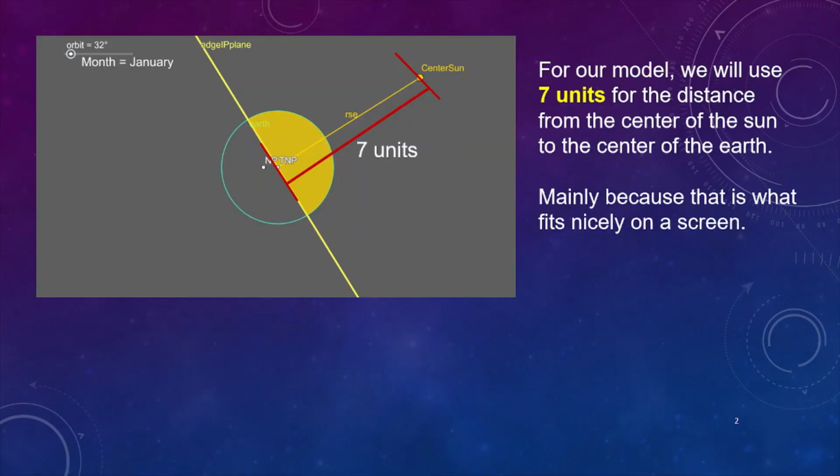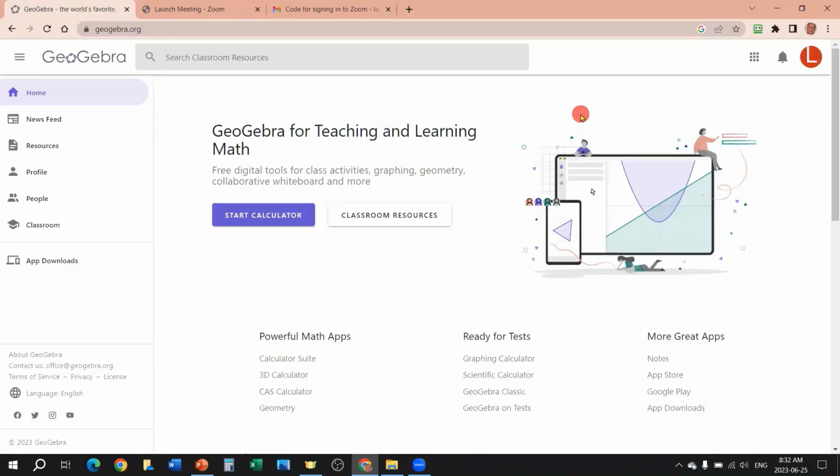In our model, we will use 7 units for the distance from the center of the Sun to the center of the Earth. That's mainly because that is what fits nicely on the screen, and that information will come up again later. When you first sign into GeoGebra, you'll just get a screen like this.